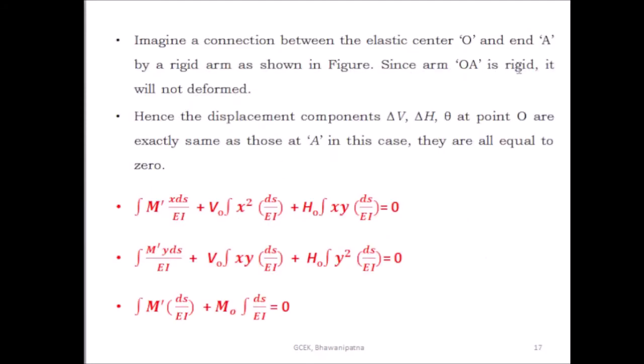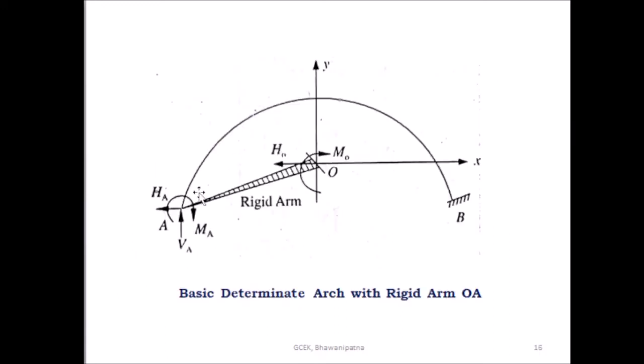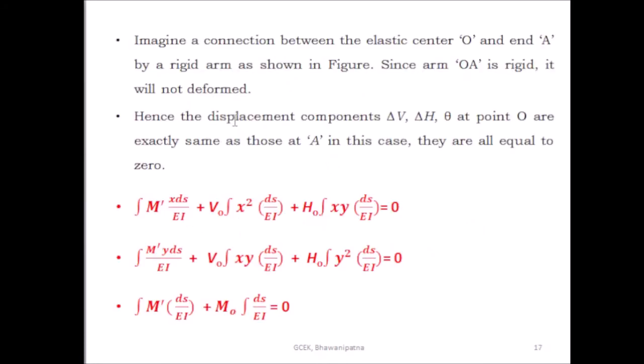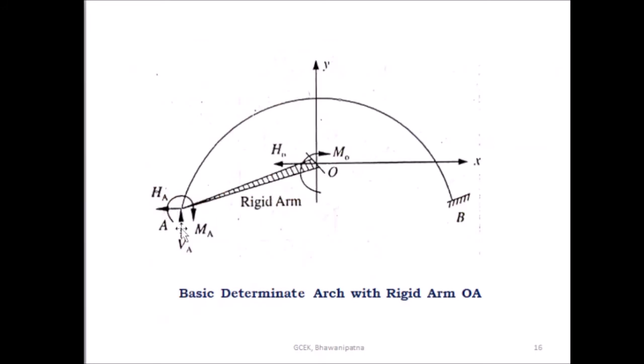Since arm OA is rigid, it will not deform. Hence the displacement components delta V, delta H and theta at point O are exactly the same as those at A. So what is the vertical displacement here? What is the horizontal displacement here? What is the rotation here? That is equal to the vertical displacement at O, the horizontal displacement at O and the rotational displacement at O, as the rigid connection is made between O and A.